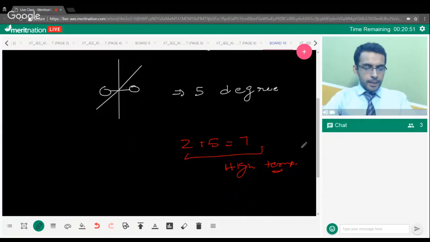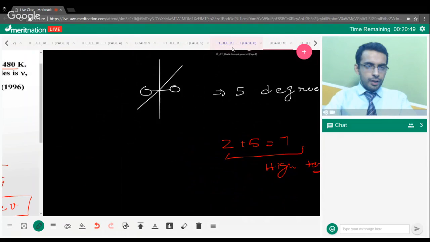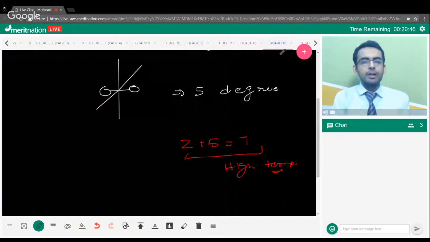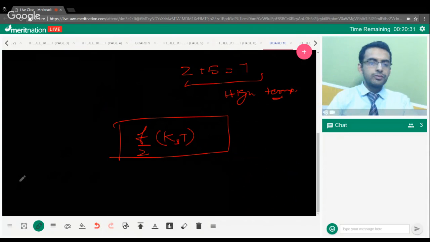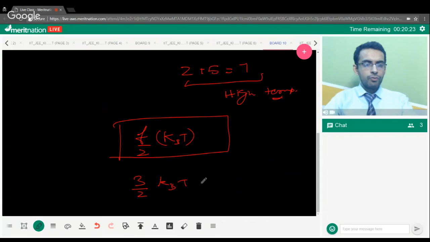Okay, students. On the basis of degrees of freedom, we can find the average kinetic energy. Average kinetic energy of a molecule is equal to F by 2 into kBT. So if you want to find the translational kinetic energy, just add the translation degree of freedom. So 3 by 2 kBT for translation. Similarly, if you have to find the rotational one, just write 2 in place of F for a diatomic gas. So you'll get that, right?